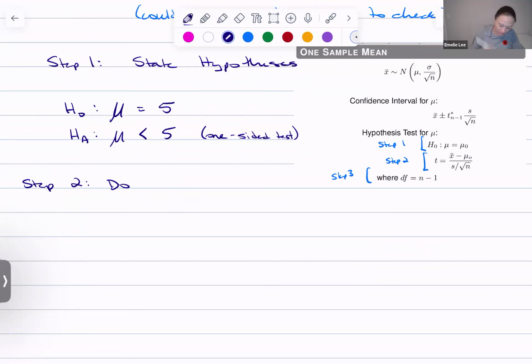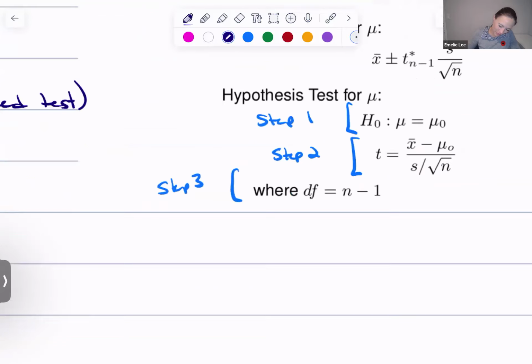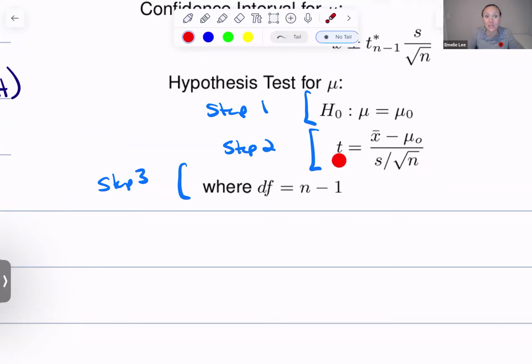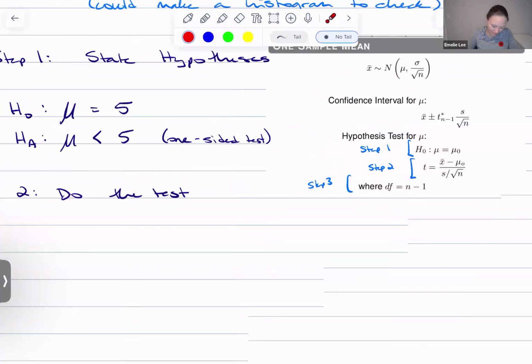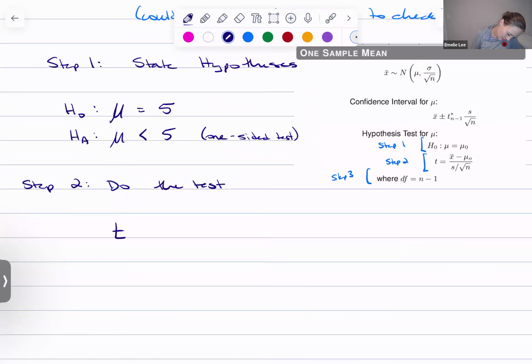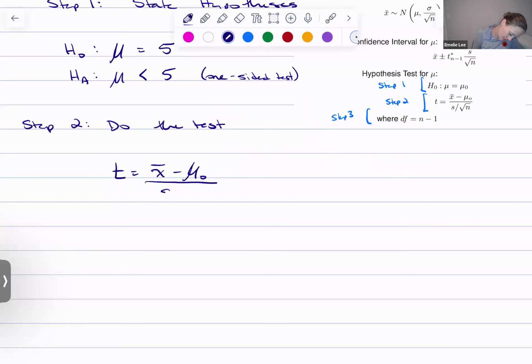Then we're ready for step 2, do the test, which is technically calculate the test statistic, but that's boring, right? Do the tests, do the do. Now, from your formula sheet, the test statistic is going to be a t. X bar minus mu naught divided by s over root n. T is x bar minus mu naught divided by s over root n. Okay.